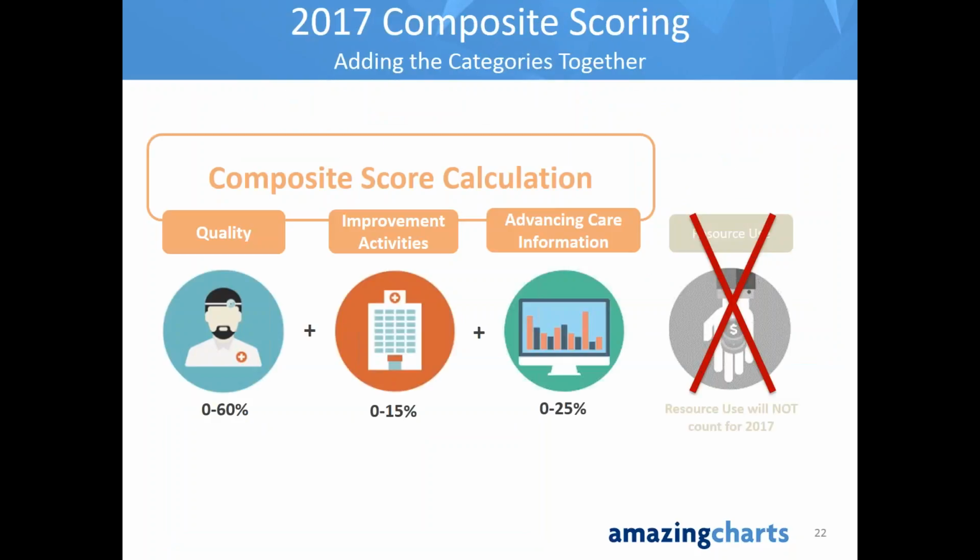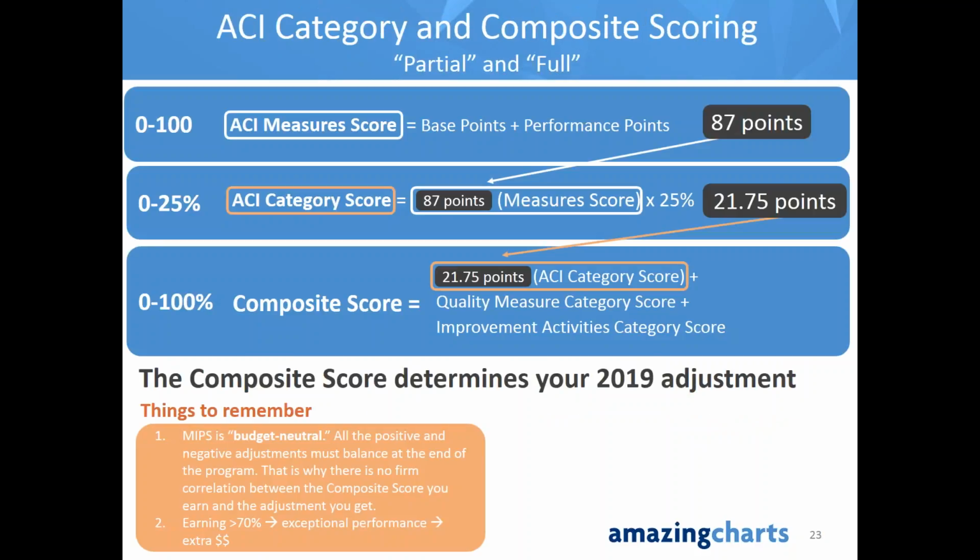So your total score, or composite score, is determined by taking the total points you earn in each category and then multiplying it by its weighting factor. Quality comprises 60%. This was in the previous webinar we discussed. Improvement activities, 15% of your score. And today's topic, advancing care, is worth 25% of your total potential score.